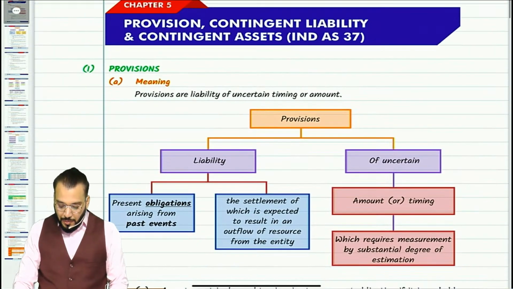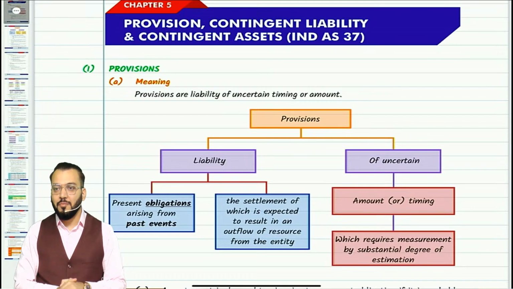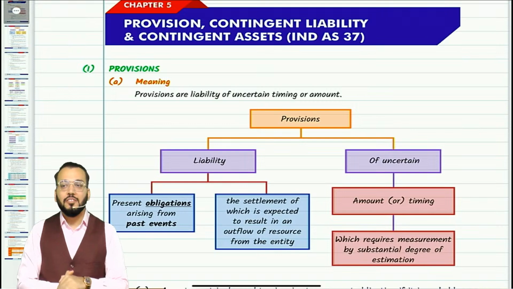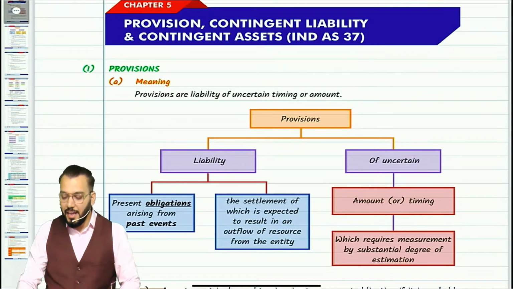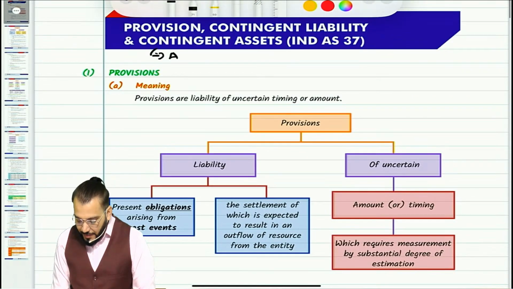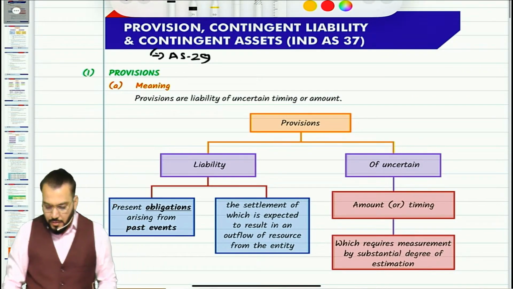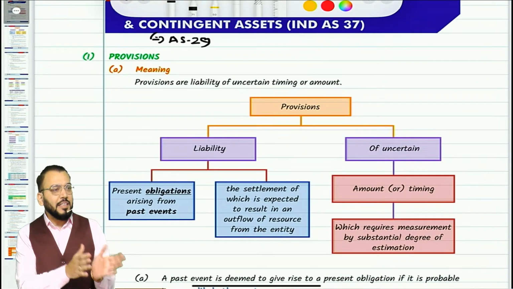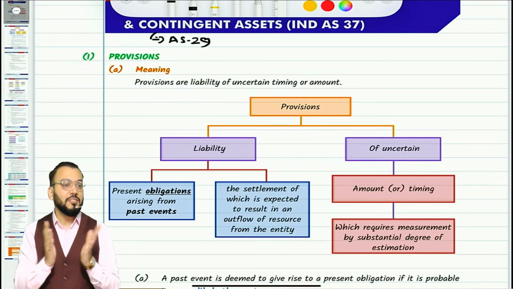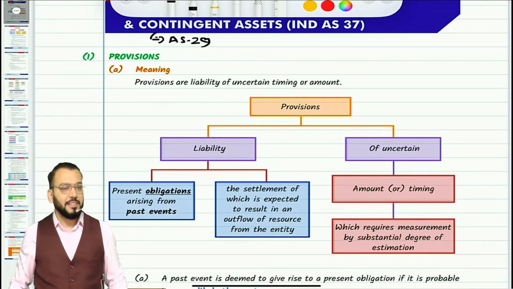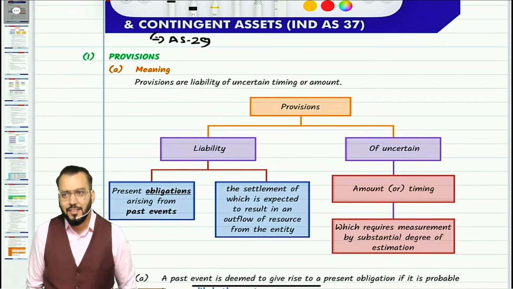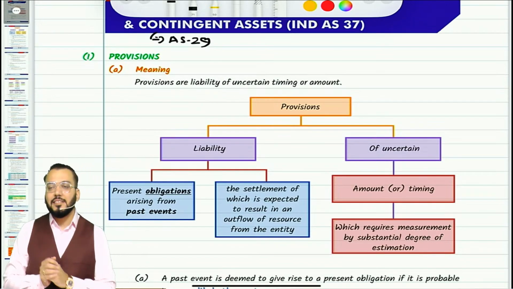However, we are discussing Ind AS 37. What is Ind AS 37? Provisions, contingent liabilities and contingent assets. What is the corresponding AS? AS 29. Already I have said that between AS 29 and Ind AS 37 there is not so much difference. I will say 95% same, which means whatever you have done in CA Inter is applied for Ind AS 37.